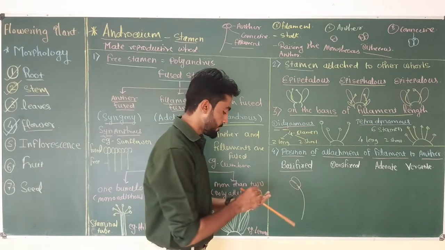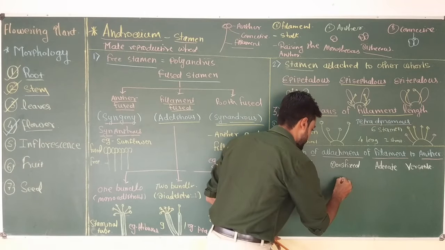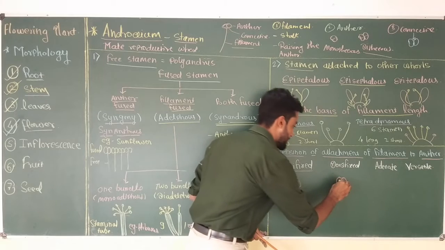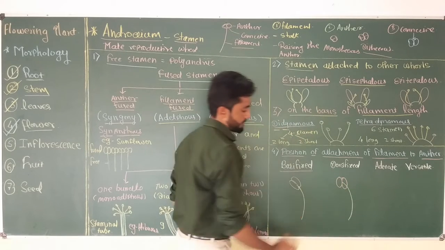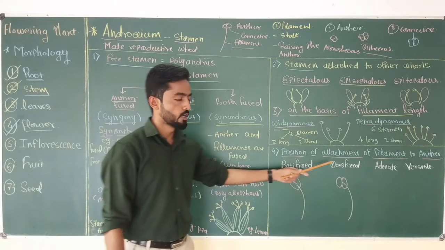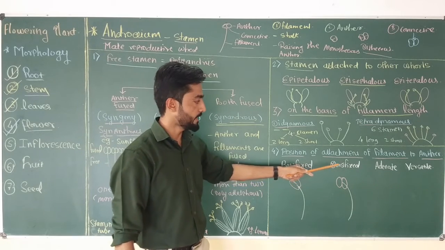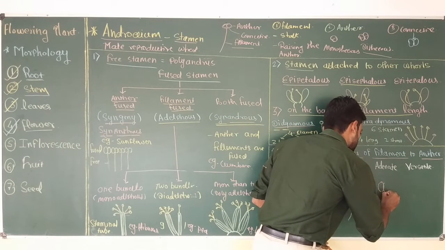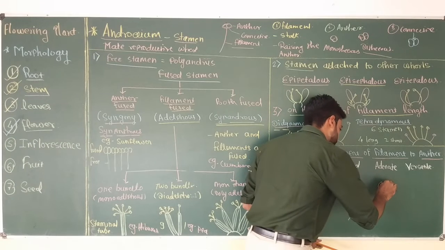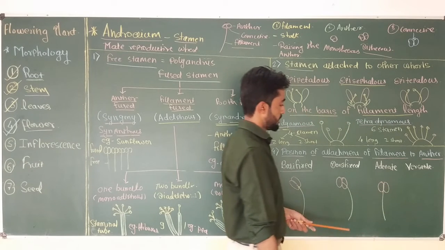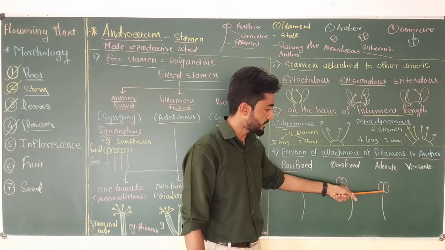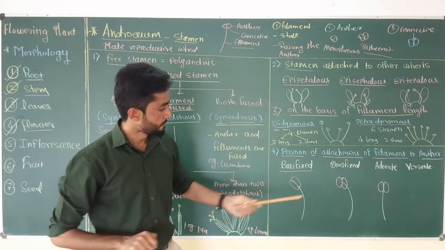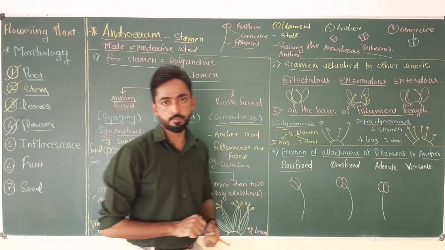Now in case of dorsifixed, suppose this is the anther. In this case, the filament is attached to the dorsal side of the anther. So it is called the dorsifixed type of stamen. Now in case of the adnate type, generally the filament is attached to the entire length of the anther. So the filament is not attached to the basal or dorsal side, but runs throughout the length of the anther. It is called the adnate type of stamen.